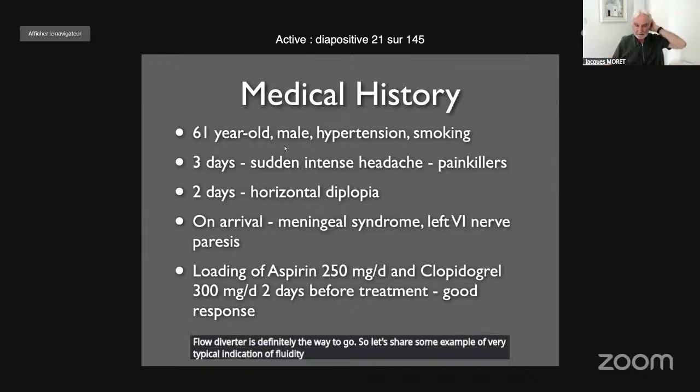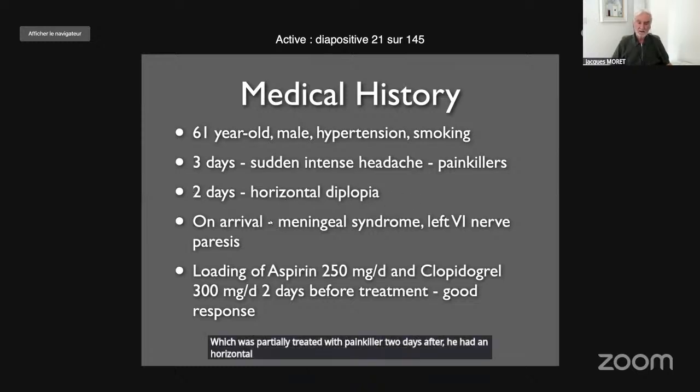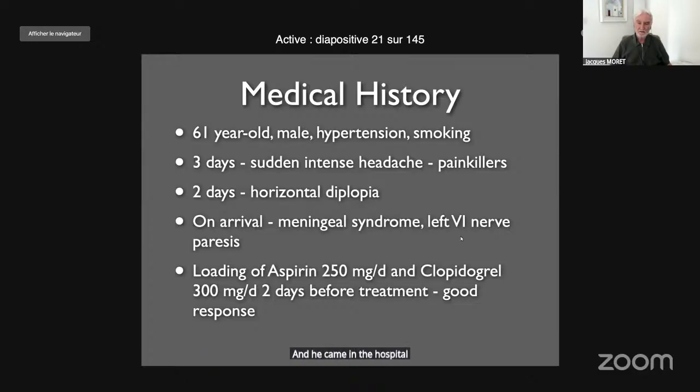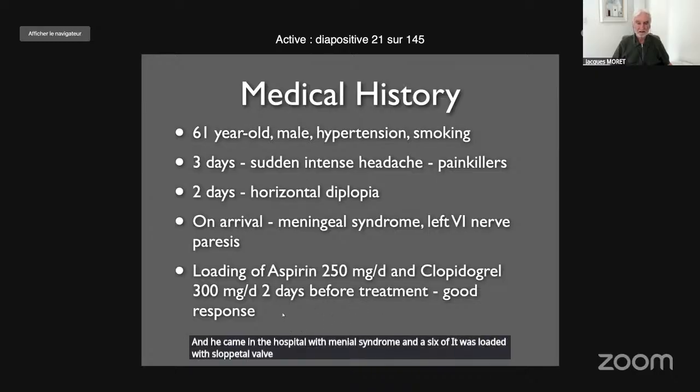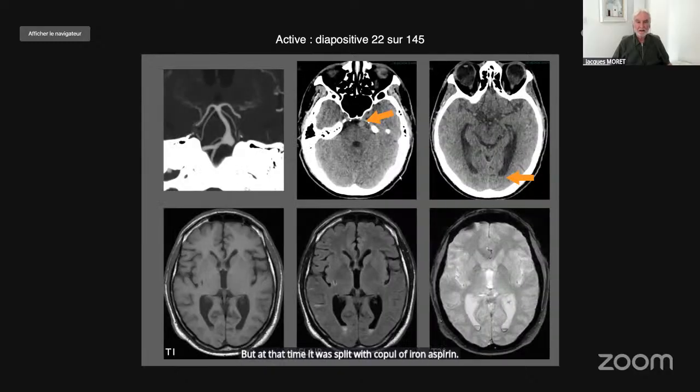A 61-year-old male, hypertensive, got a sudden headache, which was partially treated with painkiller. Two days after, he had a horizontal diplopia, and he came to the hospital with meningeal syndrome and a 6th nerve paralysis. He was loaded with clopidogrel and antiplatelet at that time. We don't use clopidogrel anymore, but at that time he was treated with clopidogrel and aspirin. This is what we saw.